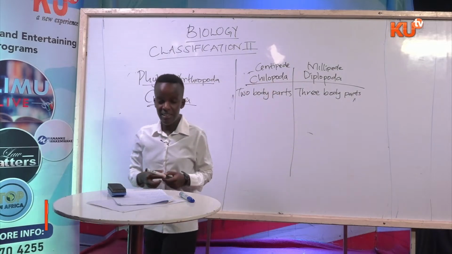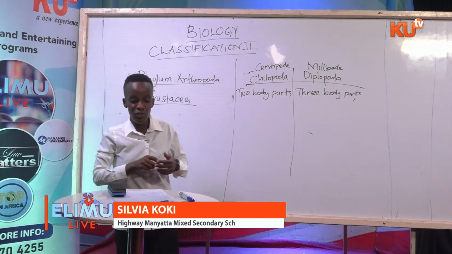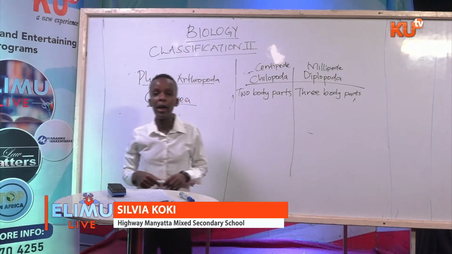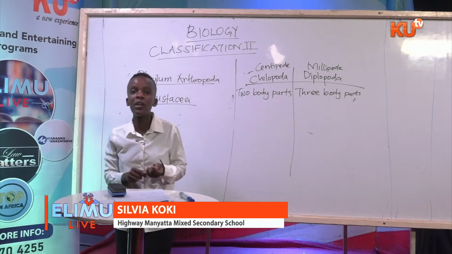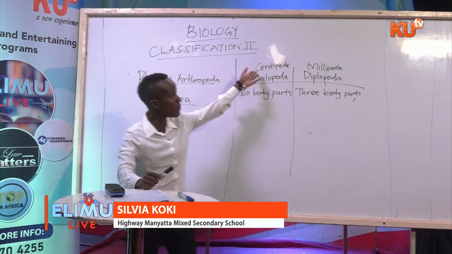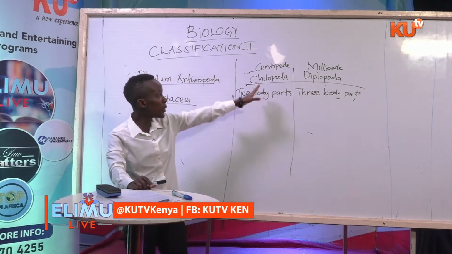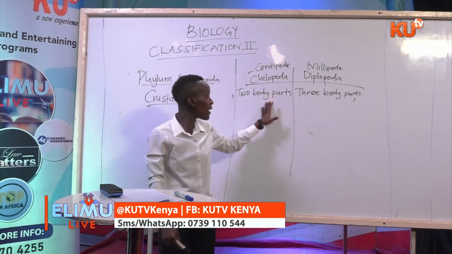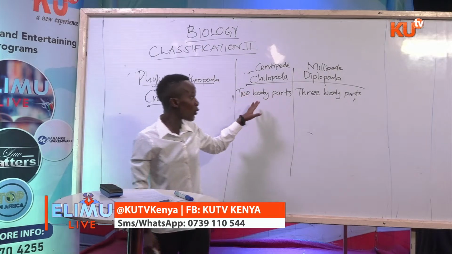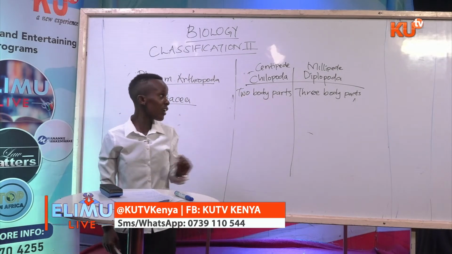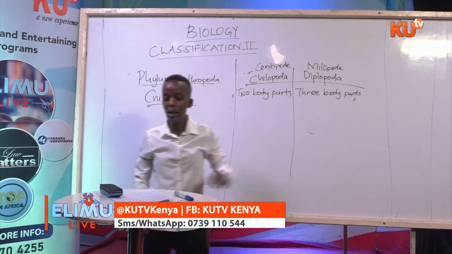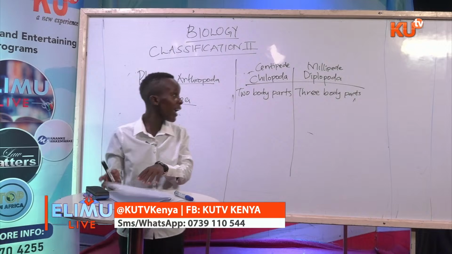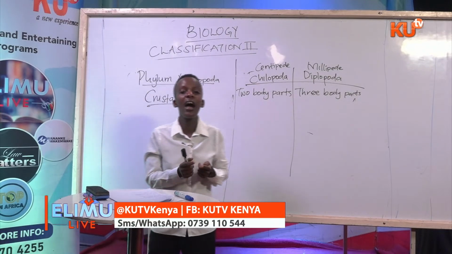In an exam setup, they may ask you to differentiate between class Chilopoda and class Diplopoda, or they tell you to differentiate between a centipede and a millipede. Now, when we are discussing Chilopoda, we say that it has 2 body parts. The 2 body parts were the cephalothorax and the trunk. But for the Diplopoda, we went ahead to say that it has 3 body parts, which are the head, the thorax, and the trunk.